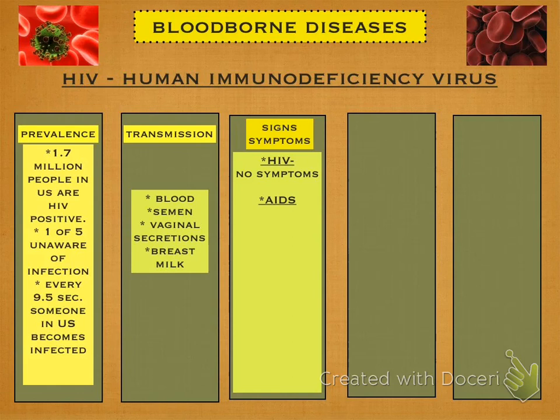When your T cell count gets down to 200, from 1,500 down to 200, first of all, you're really sick. By this time, you're really sick. At that point, when they do blood work, if the T cell count is 200 or less, you now have AIDS.